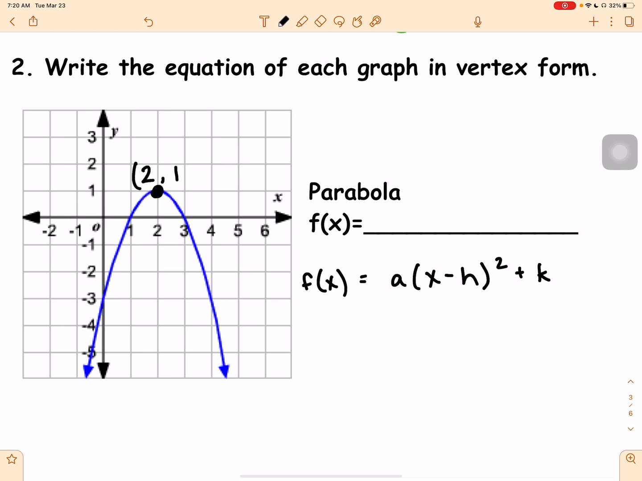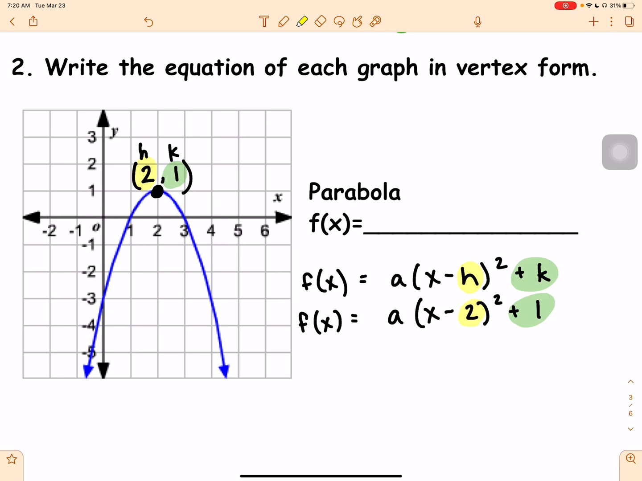Okay, so my vertex is right here. This is 2, 1. So this is my h, this is my k. My h I'm going to plug in right there, and my k right there. So here I have f of x equals, I don't know the a yet, we'll talk about that in just a second, x minus 2 squared plus 1. So that is my k here, and this is my h. Remember, I kept it as the opposite. Since the h is actually a positive 2, it should say x minus 2 in the formula.